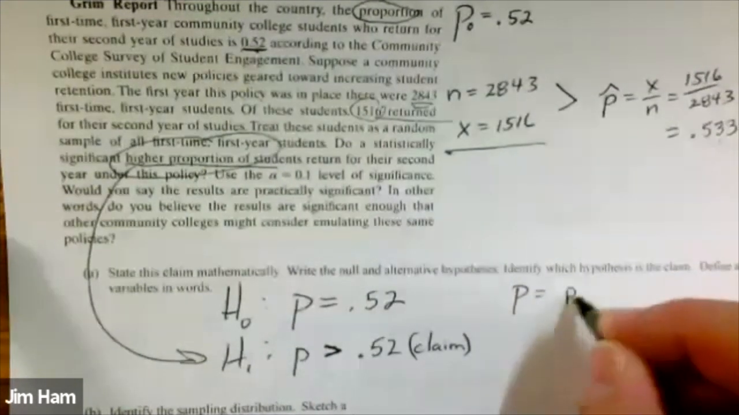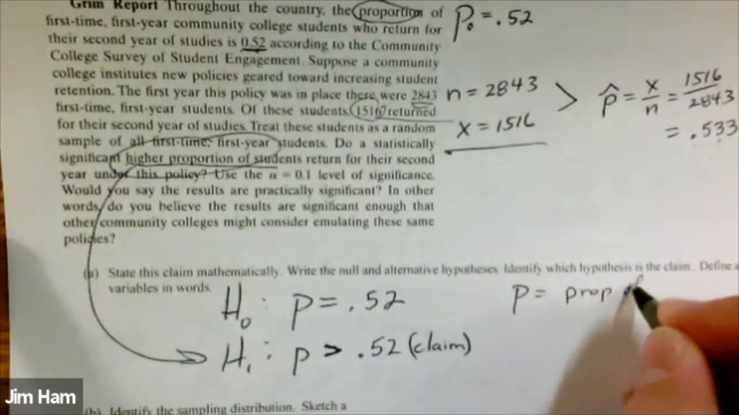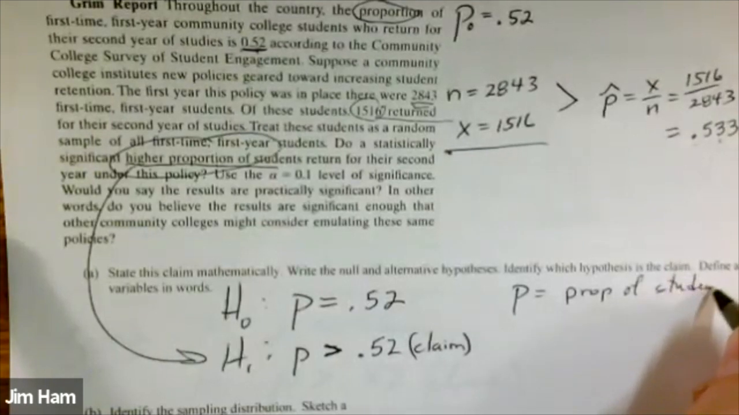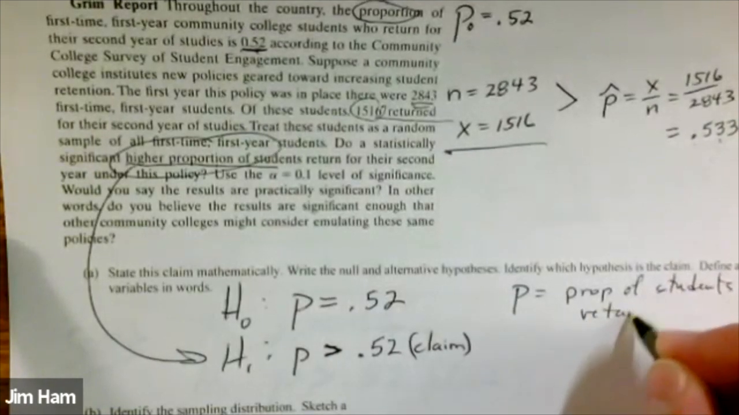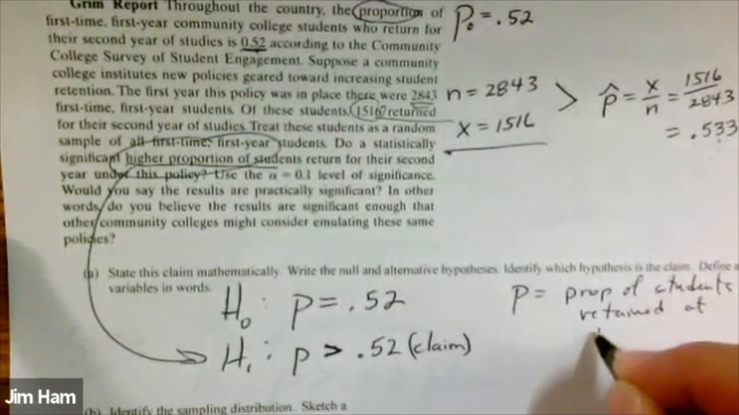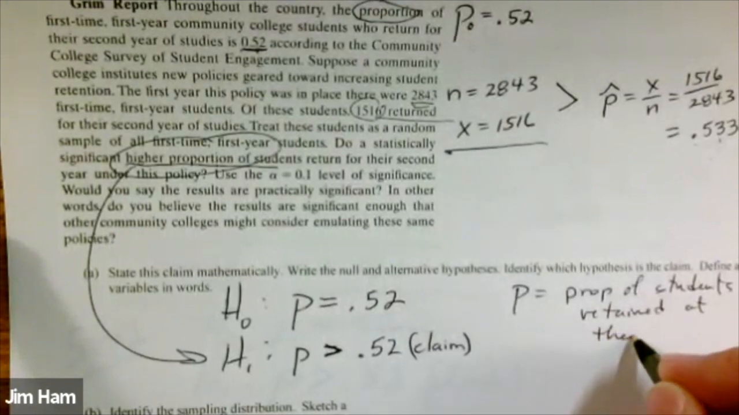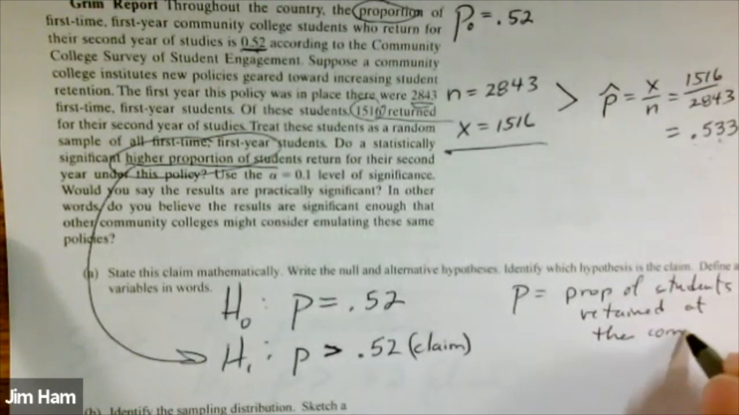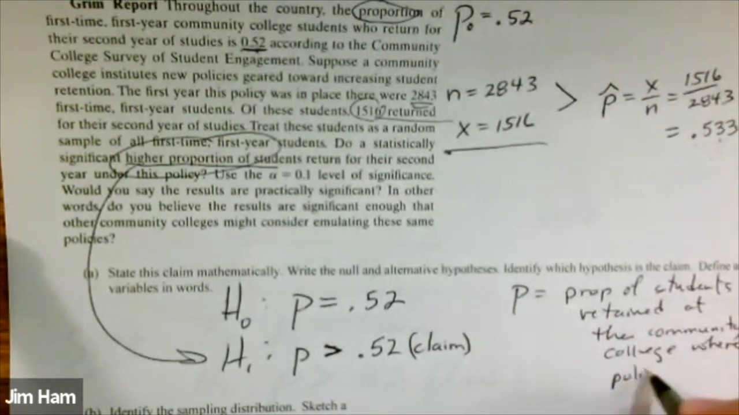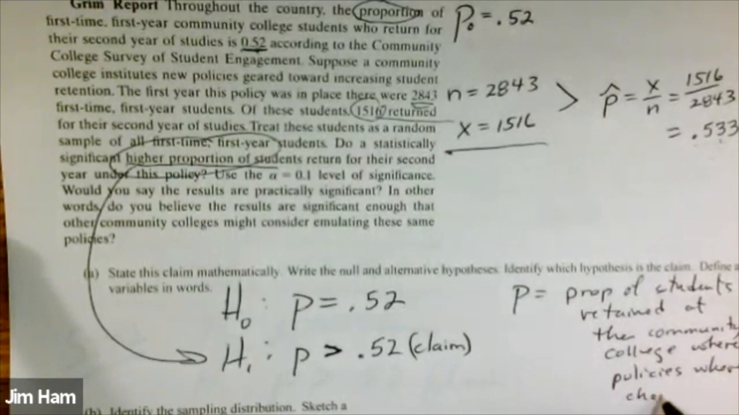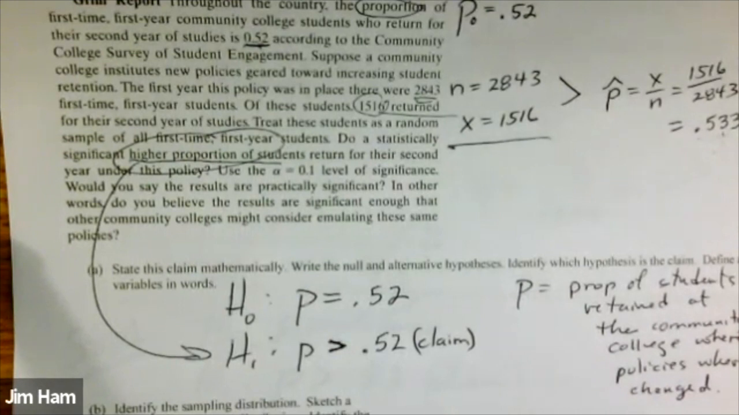And p is equal to the proportion of students retained at, what do they call it, at the community college where policies were changed. I just want to make sure that you understand we're talking about the one college that made the change and not the whole population.